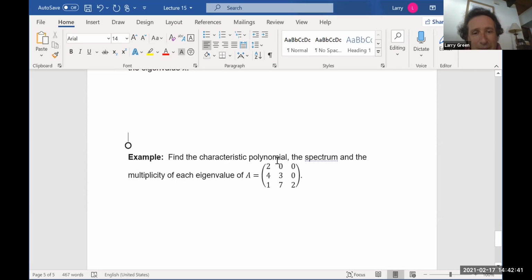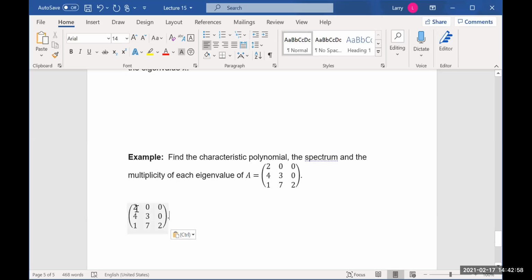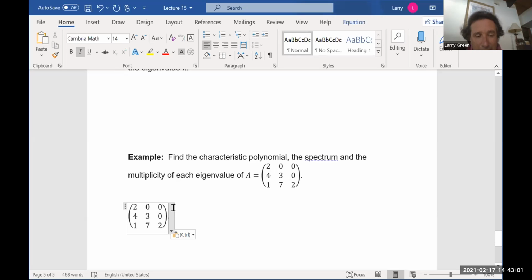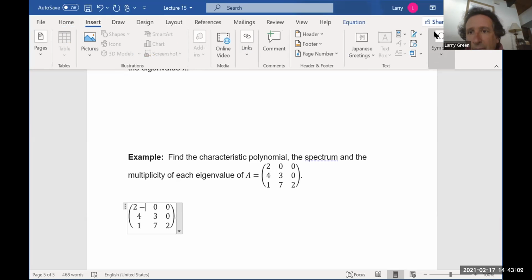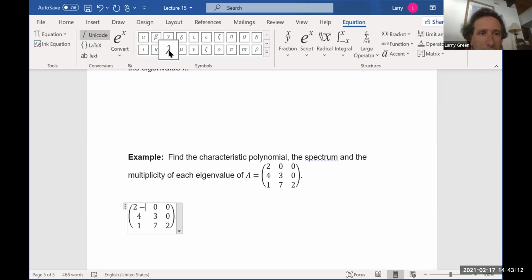Okay, find the characteristic polynomial, the spectrum and the multiplicity of each eigenvalue. We only have a few minutes, but that's enough because I gave you a really easy one. So what do we have to do? A minus lambda I. I did the other one step by step, but now I'm just going to do it. So it's going to be 2 minus lambda, 3 minus lambda, and 2 minus lambda.